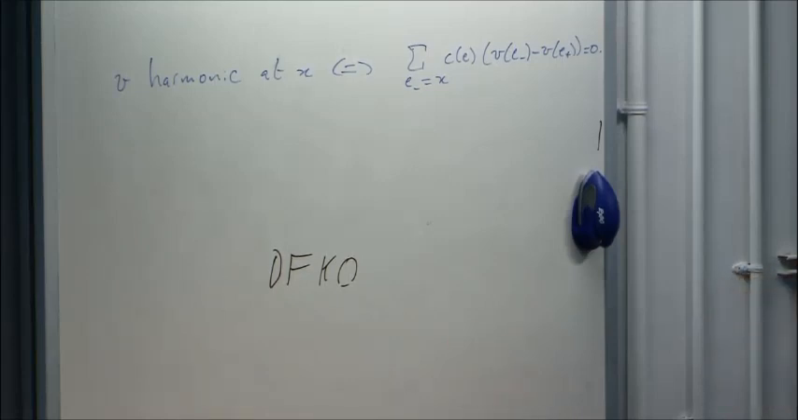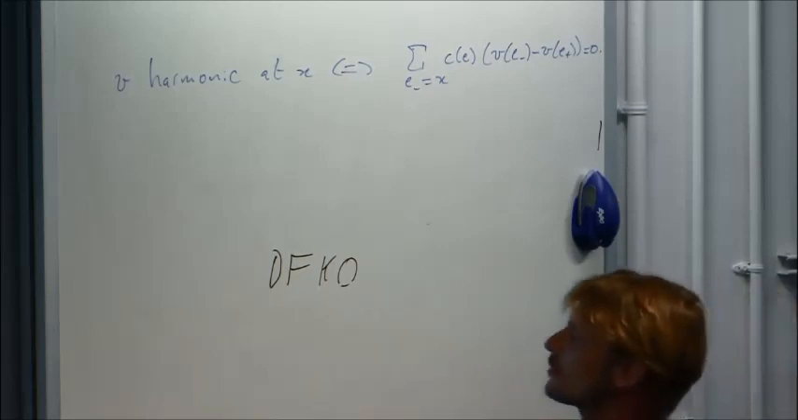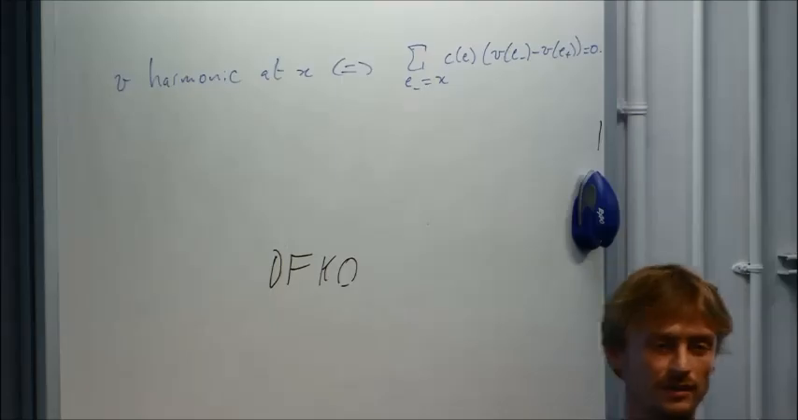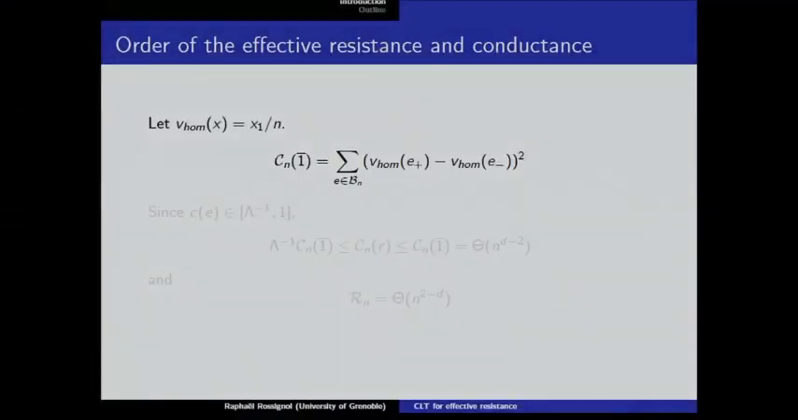So to understand the order of C_n, there is a very simple candidate to be a minimizer. Let us call it V_hom. It's just V_hom(x) = x_1 over n. So this is equal to 0 on A_n and 1 on Z_n. And in fact, it is the true minimizer when all conductances equal 1. And so you see that this sum here is of order n^d times 1 over n squared. So it's of order n^(d-2).